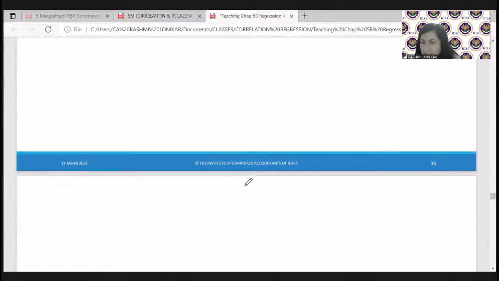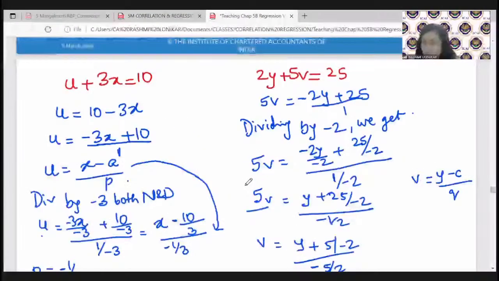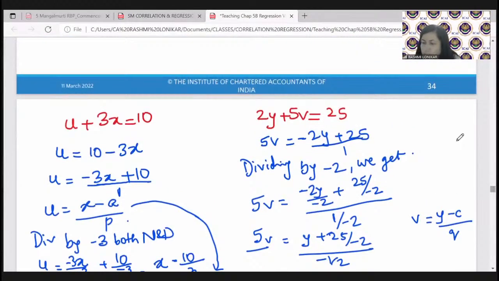Just in this sum, you have to be careful that you are writing this in the format v is equal to y minus c upon q and u is equal to x minus a upon p. Okay, that is the most important thing that you have to do over here so that you will get this answer. Okay.